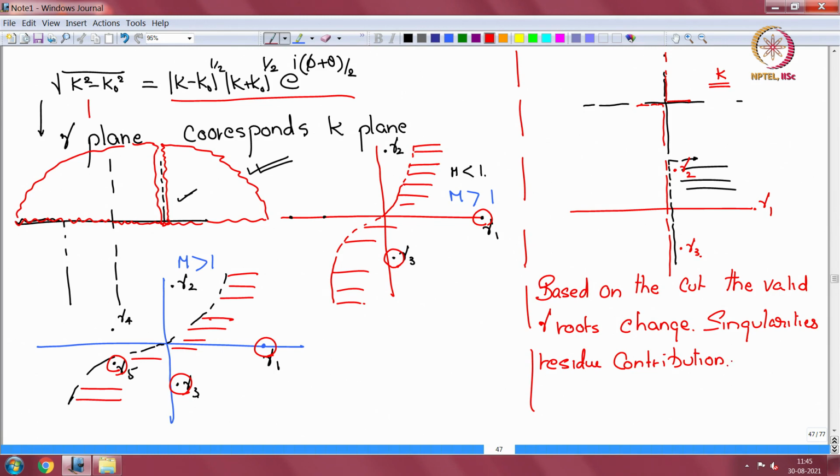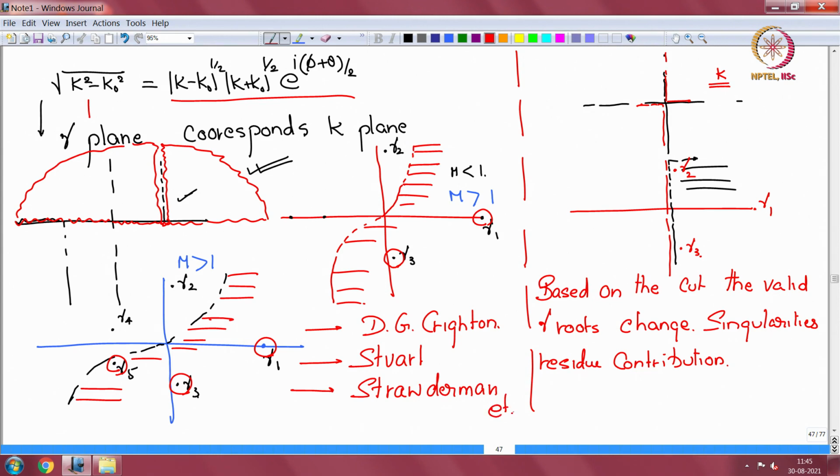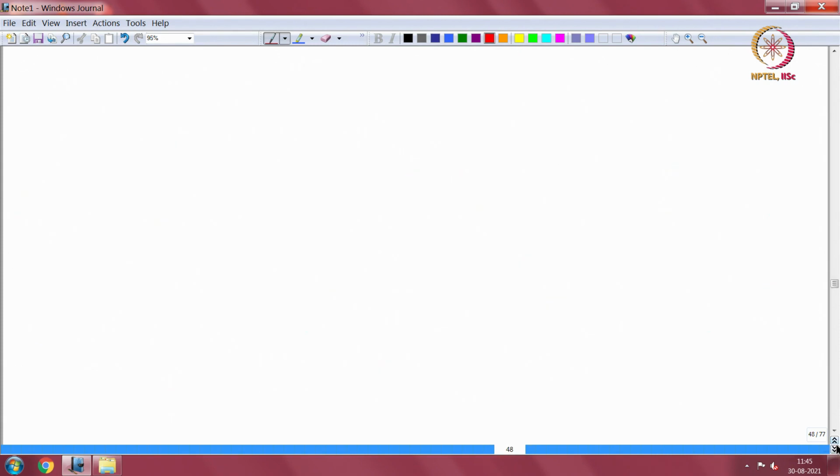So now there has been a discussion on this. If you look at the literature, okay, the originator is of course D.G. Crichton. His work is the starting point. Then there has been some discussion by authors like Stewart and Stroderman and his co-workers. You can look at that literature. So finally we will go with what Crichton says in his Rayleigh medal lecture.